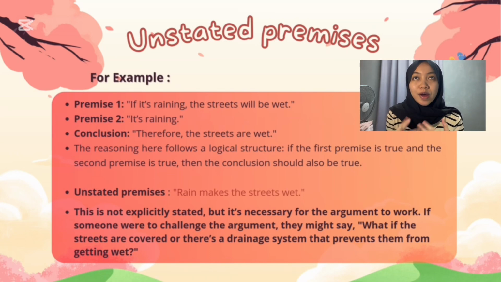So what is not stated here is the unstated premise, which is that the argument didn't even mention that the rain will make the streets wet, or that rain is the cause of the streets being wet. Even though it is not mentioned in the argument or in the conclusion, it is actually necessary for the argument to work. If someone were to challenge the argument, they might also question what if the streets are covered, or if there's a drainage system that prevents them from getting wet.